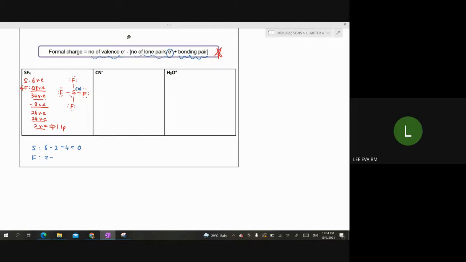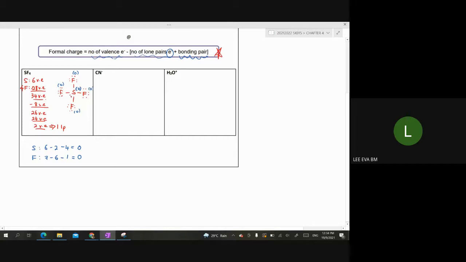How many dots? 6, right? Each fluorine has 6 dots. So 7 minus 6. How many lines does fluorine have? 1. One line, one pair, minus 1. So 7 minus 7 is zero. So all the fluorines have zero formal charge.